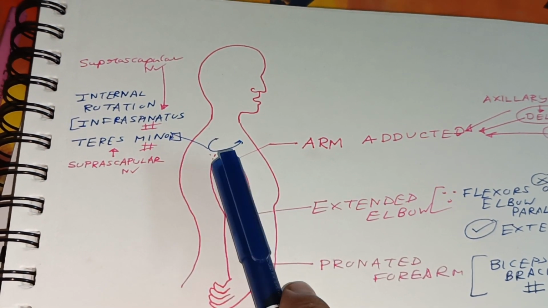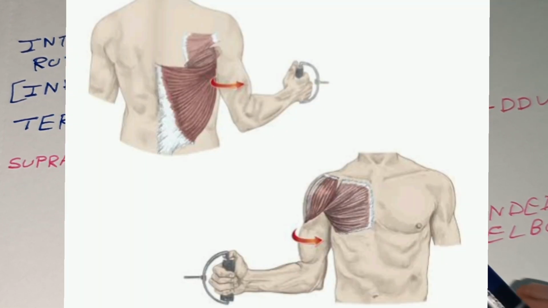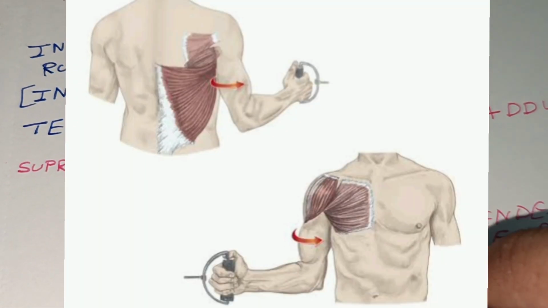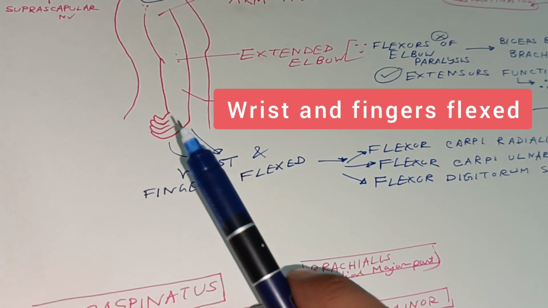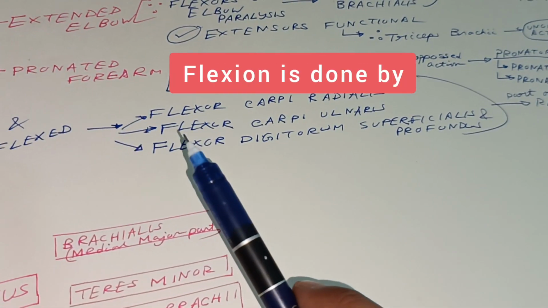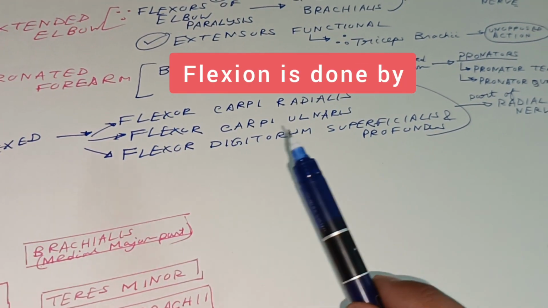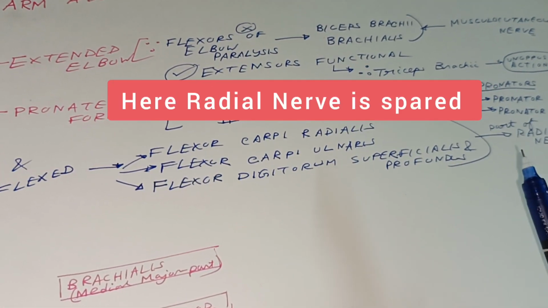Now damage to this suprascapular nerve results in internal rotation due to unopposed action of sternocostal fibers of pectoralis major and latissimus dorsi. The wrist and the fingers. If you see this, there is flexion at the wrist joint and flexion at the level of the fingers. The flexion is done by the flexor carpi radialis, the flexor carpi ulnaris, the flexor digitorum superficialis and profundus. All these are not part of the radial nerve.